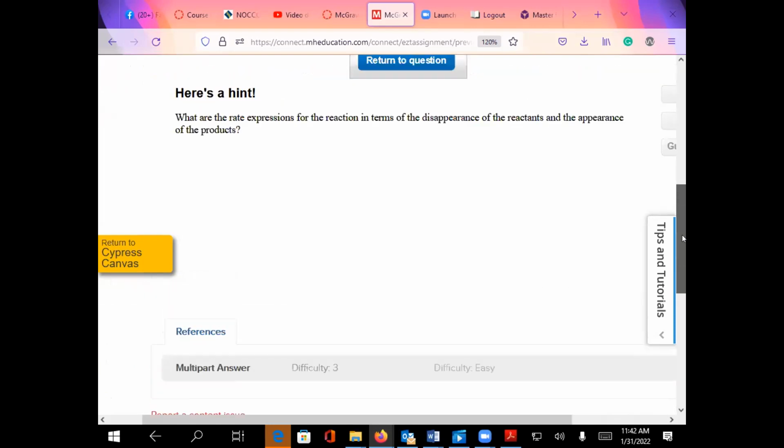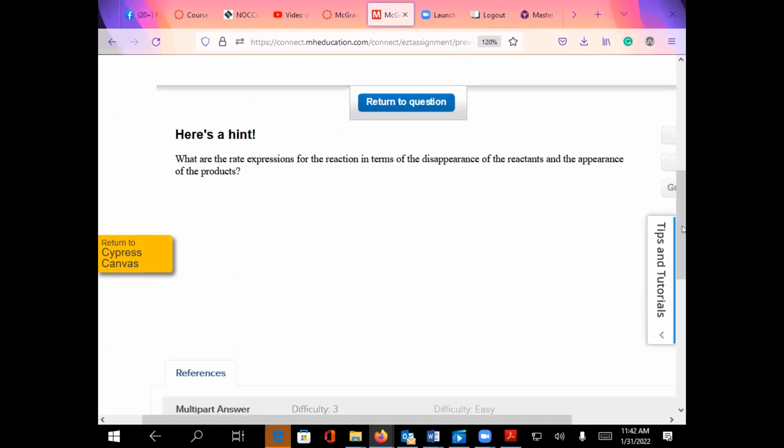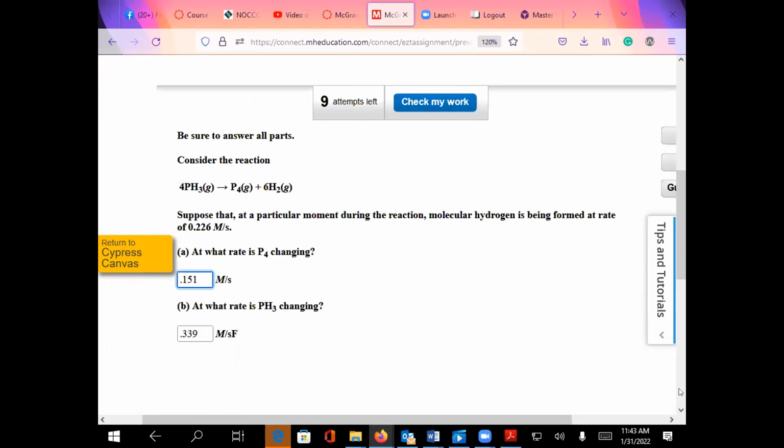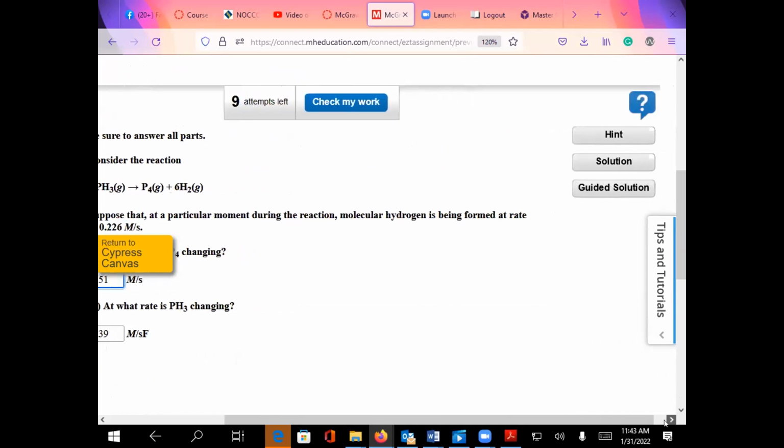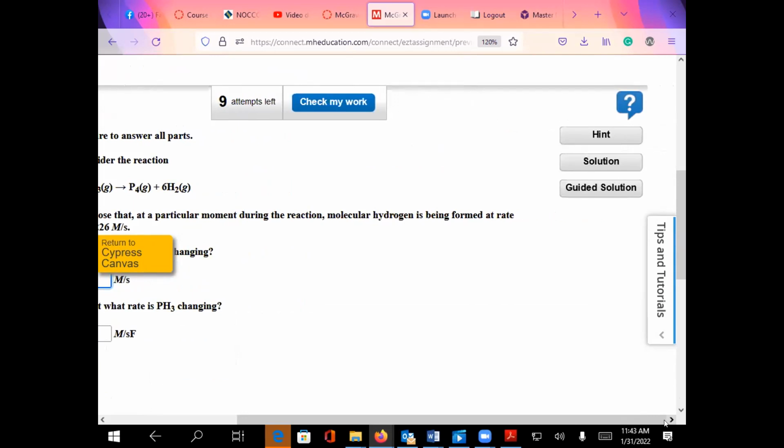So it gave me a hint. Yeah, I probably should have done. Oh yeah, I don't think I even used a negative or anything, did I? Okay. Okay, so it gave me a hint. I still have 9 attempts, even though I looked at the hint.